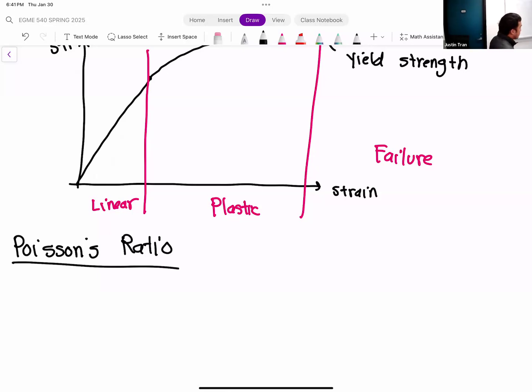So we just finished talking about the Young's modulus. The Young's modulus is probably the main material property that you're familiar with. Young's modulus determines the slope of the stress strain curve, and generally materials with a higher Young's modulus have higher strength. But another material property that we're going to be seeing is the Poisson's ratio.